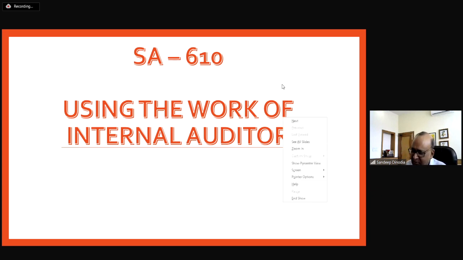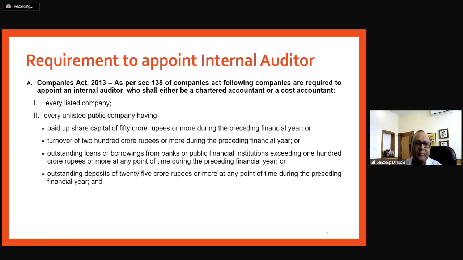So SA 610, applicable from 1st April 2016, the revised version came into operation, on using the work of an internal auditor. As we do assurance practice, most of us also do statutory audit, and a lot of us also do internal audit. So we understand the importance of the internal auditor from both sides, from the internal auditor side and also from the statutory auditor side. So it's an extremely important SA, and I must say extremely well written.